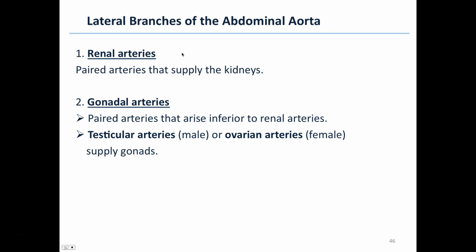Now we're going to talk about the lateral branches of the abdominal aorta. These include the renal arteries, the paired arteries that supply the kidneys, and the gonadal arteries. So these again are paired arteries, as we saw before, that arise inferior to the renal arteries, and they're testicular arteries in the male, or ovarian arteries if we're in the female, and they supply the gonads, so that being the testes or the ovaries, the sex organs in the body.